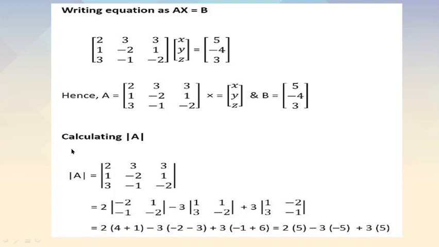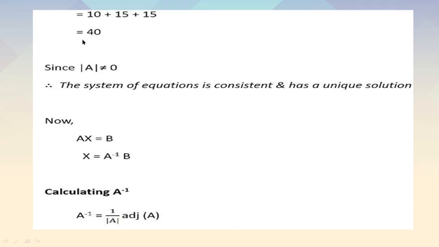Now what is the next step? What we have to do? We have to calculate determinant A. So now you can expand along any row or column. So expanding along the first column, we will find the determinant, which is equal to 40. Since determinant A is not equal to 0, the system of equations is consistent and it has a unique solution. Now we have to find that unique solution.